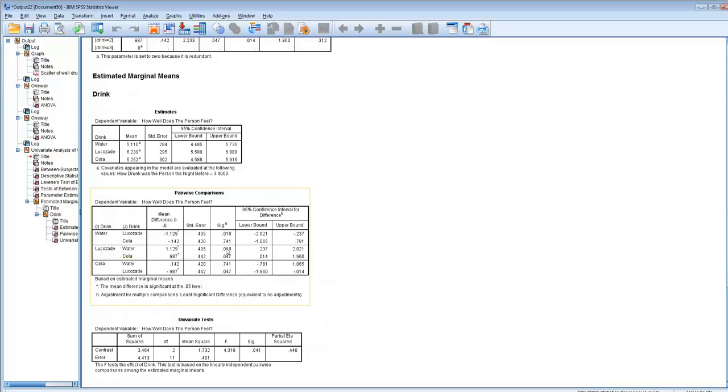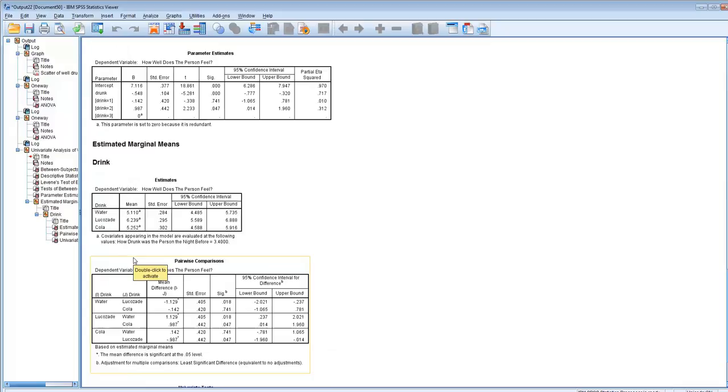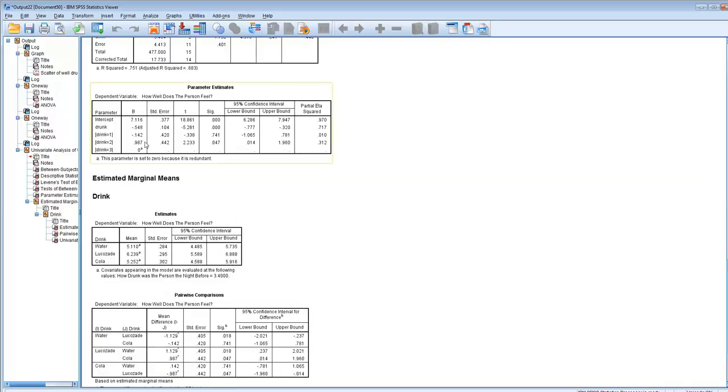water, we already determined that was significant. And Lucozade is actually a lot better than cola because it's also emerging as significant. And this is the mean difference, which matches with the parameter estimate.